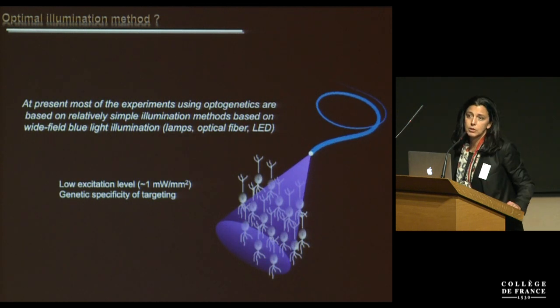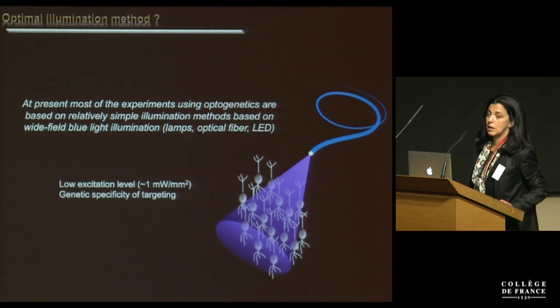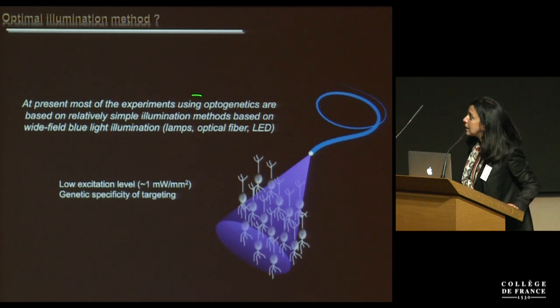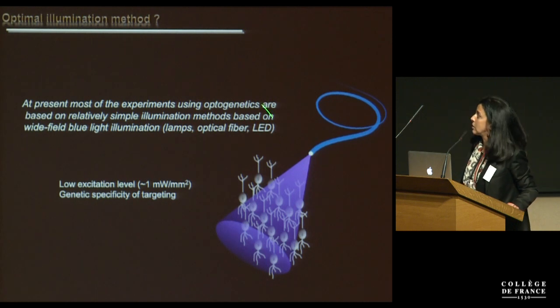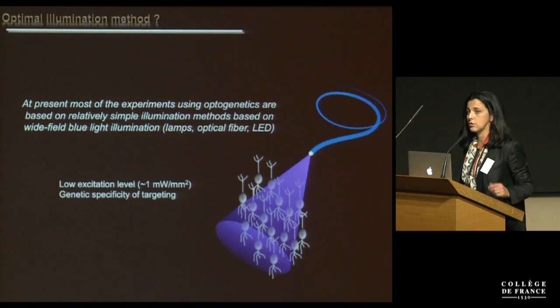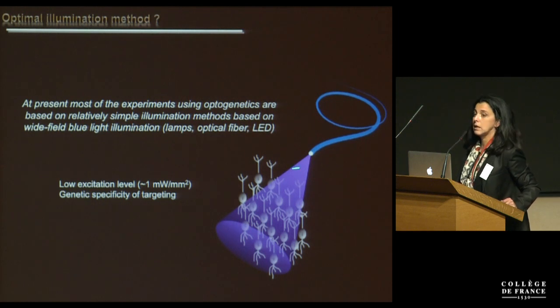Okay, so the first question is, which is the optimal illumination method to be used with optogenetics? You have seen in the past talk, and also if you are familiar with the literature in optogenetics, that a very large number of key questions have already been solved by combining optogenetics with relatively simple illumination methods that consist in using a lamp, optical fiber or LED, and shining visible light in a large brain area, in a large illumination volume. The reason why those approaches work is because of the genetic targeting. Even if you send light in a non-specific way, if you can record a certain response, you can be sure that this response came from this specific cell type.